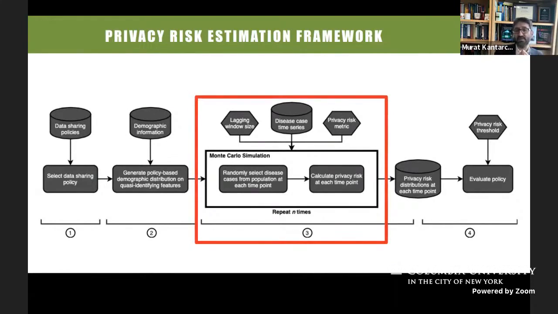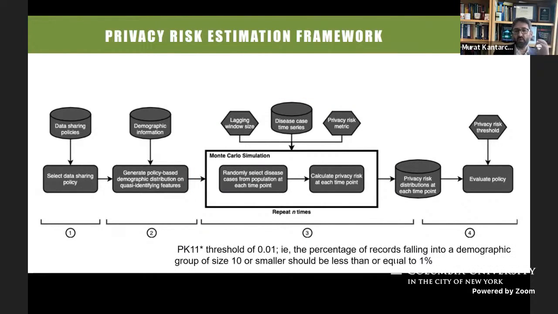The next setting is the data itself, the time series of cases, like how many cases were reported, and the privacy risk metric, a specific one which I will describe in a second. Also, how often we would like to share the patient records, which we call the window size. We created this Monte Carlo simulation framework where we randomly select the population, estimate the risk, and do this thousands of times to look at the risks.